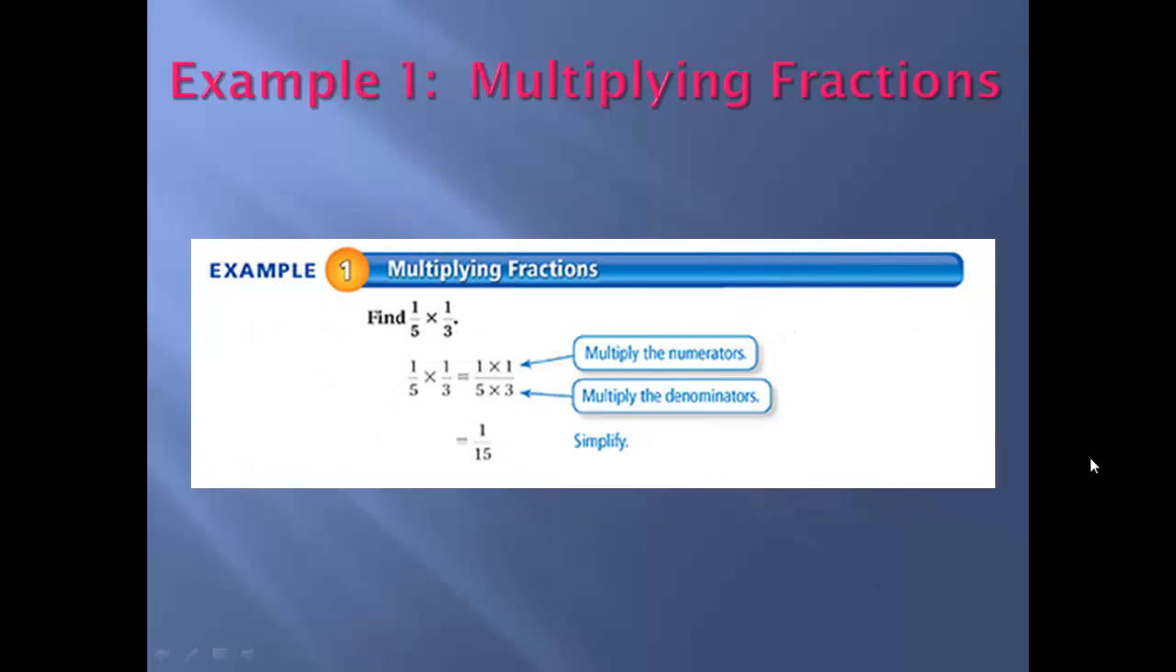For our first example, we're multiplying fractions. We want to find 1/5 times 1/3. First, we're going to multiply our numerators, 1 times 1, and then we're going to multiply our denominators, 5 times 3. 1 times 1 is 1, and 5 times 3 is 15, so our answer is 1/15.